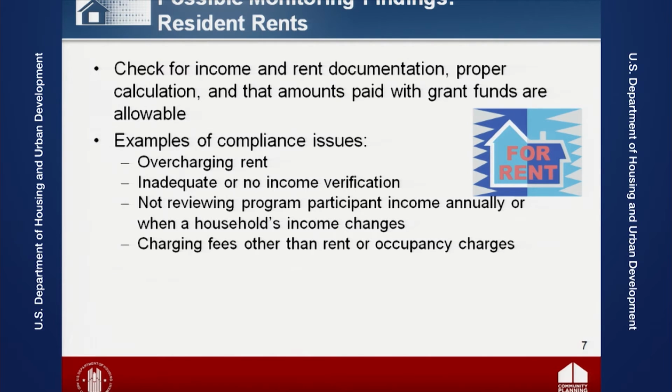Recipients and subrecipients should monitor at least annually to check that income verification is completed as required, that rent and occupancy charges are calculated properly, that income and rent documentation is maintained, and that amounts paid for with CoC program funds are within allowable limits. Examples of common rent compliance issues are overcharging rent, inadequate or no income verification, not reviewing program participant income annually or when a household's income changes, or charging fees other than rent or occupancy charges.